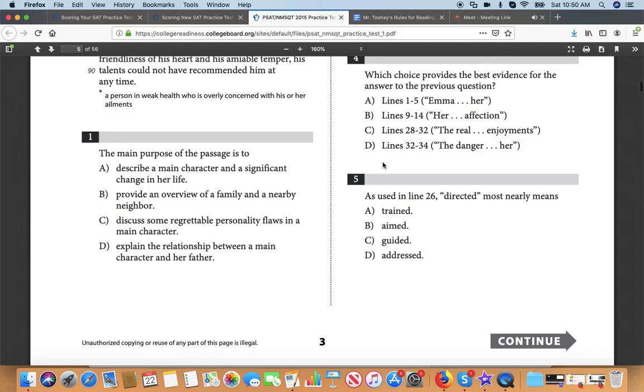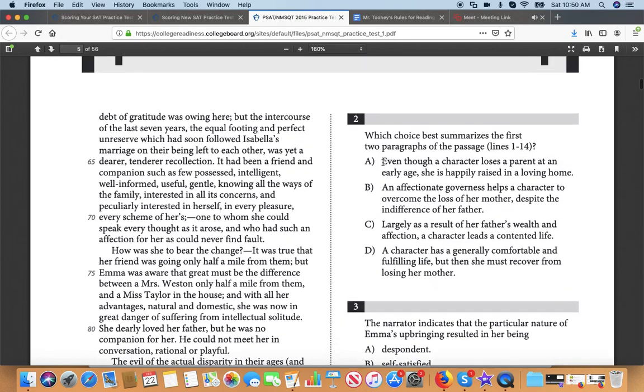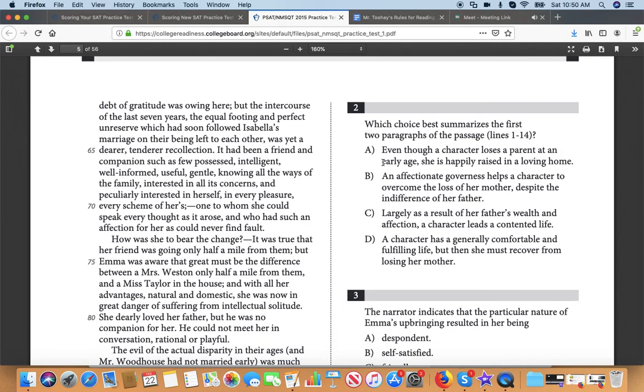Okay, great. Question number 2. Go ahead and read that for me, please. Which choice best summarizes the first 2 paragraphs of the passage, line 1 through 14? Okay, now, before we answer this question, guess what we're going to have to do?